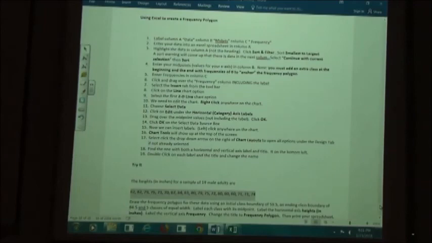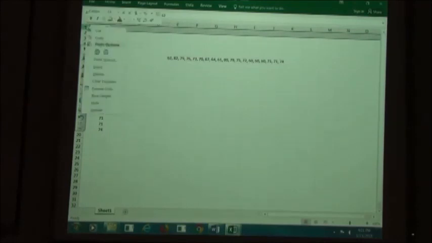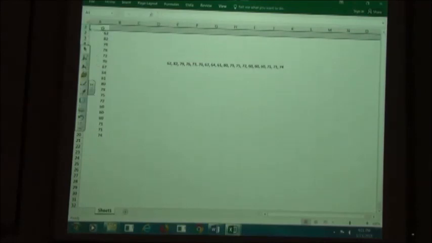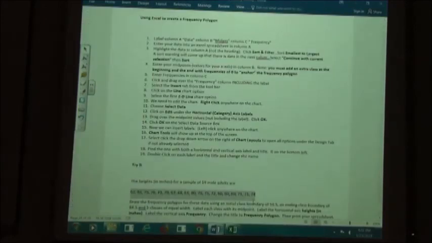On number 13 there, again, it tells you you're going to label. Oh, I didn't label my data. I didn't label my column A. I'm going to go back and label column A. So I have to insert a row so I can put a name up there. Data. It says insert. Label column A with data, column B with midpoints, and column C with frequency.